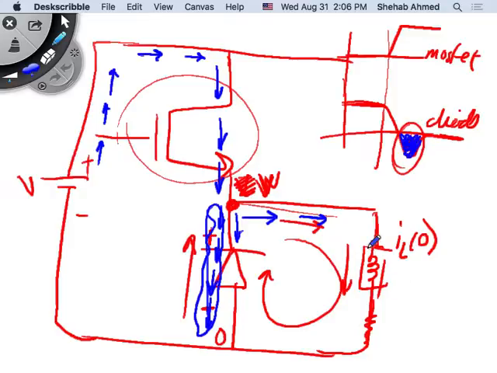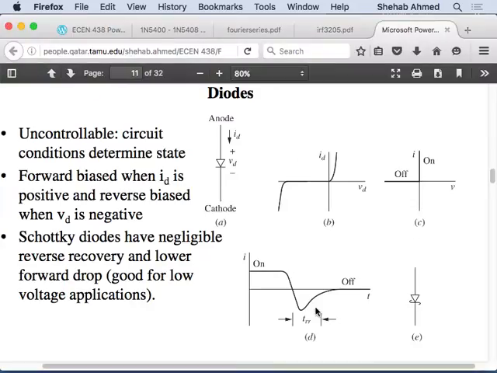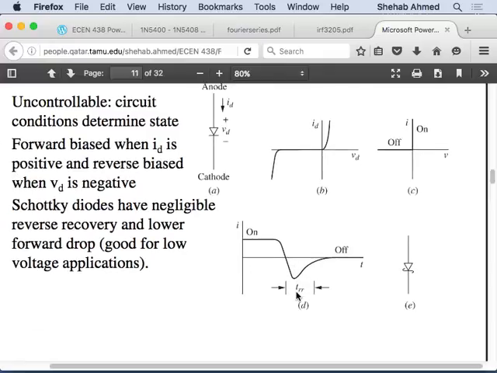So if it's not feeding my load, then it's not useful. It's losses. So the reverse recovery charge is not something we want. We would like to live without it. But of course, diodes with very low reverse recovery charge are expensive. Diodes with high reverse recovery charge are cheap. So cheap and not efficient, expensive and efficient. You choose based on your requirement.